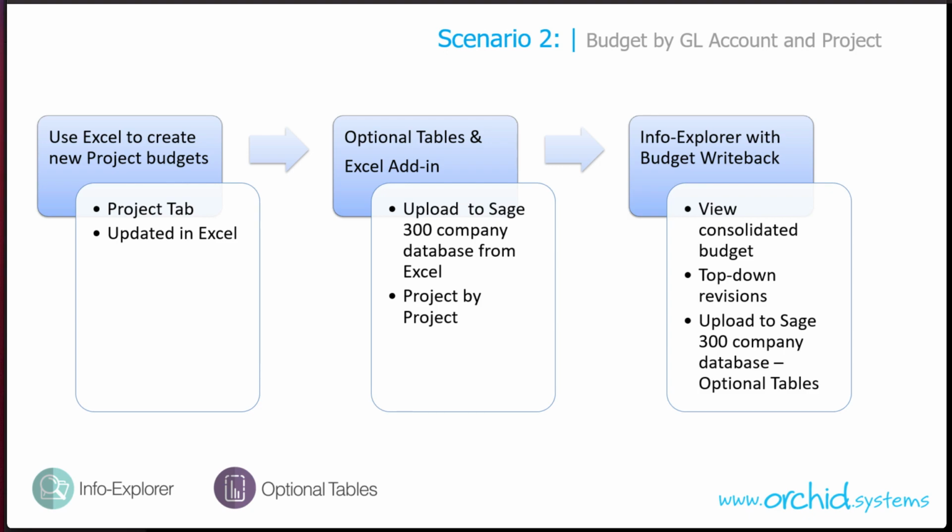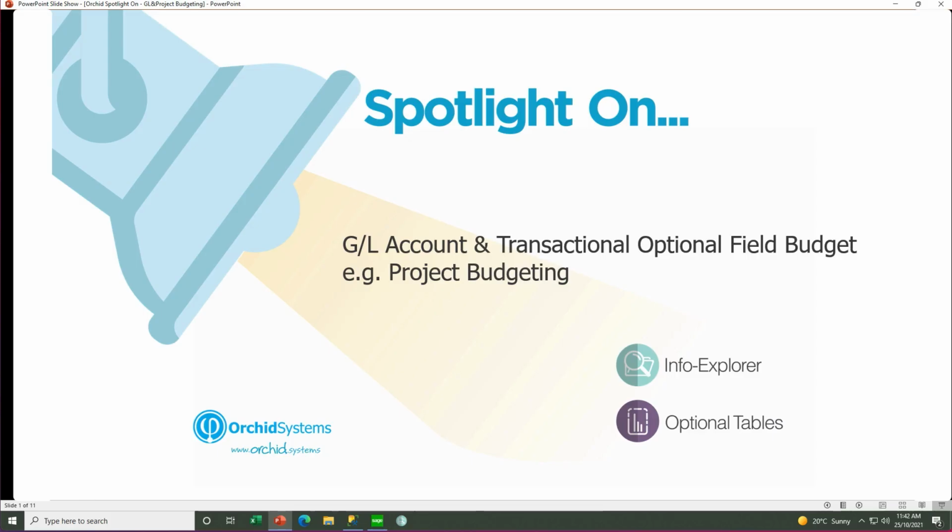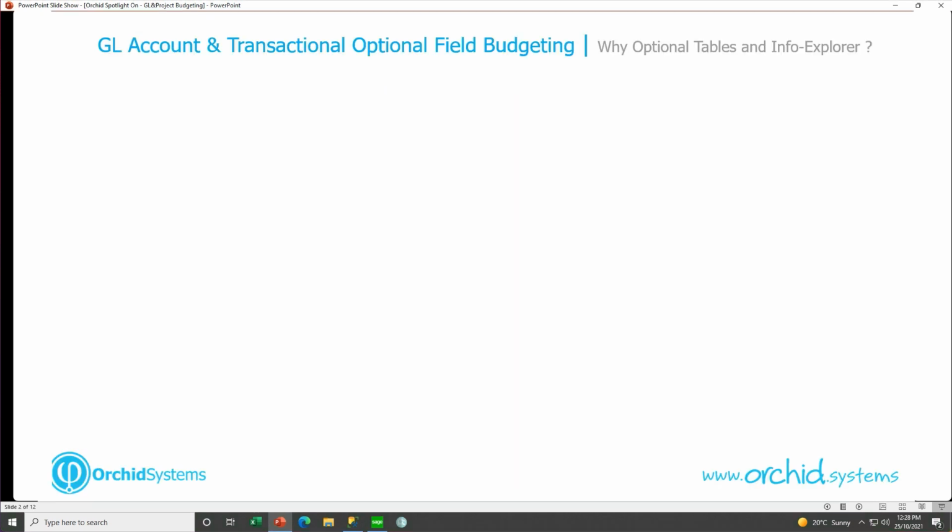Over to you, Anne. Today I'm going to go through how you can use Info Explorer and optional tables to budget at a GL account and transactional optional field level. And the example I'm going to use is a GL account and project code for my budgeting. But why do you need optional tables in Info Explorer for your budgeting?